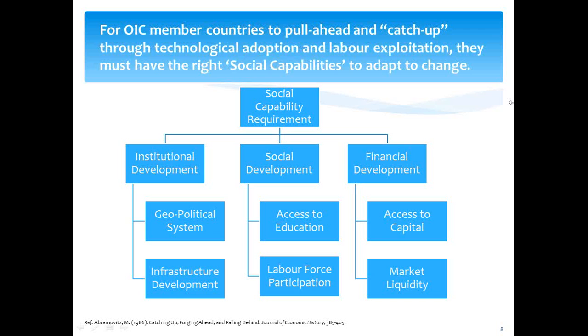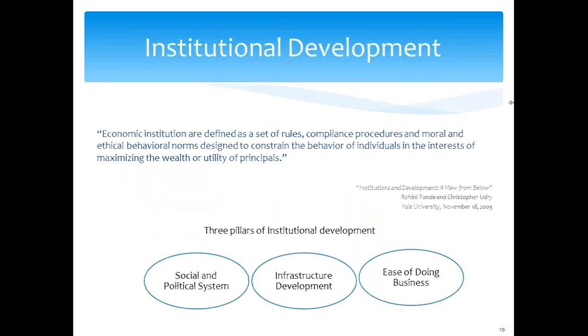So coming back to the model, I will walk you through the institutional development. For institutional development, we further broke it down into 2 parts: the geopolitical system and infrastructure. But before we go to that level of detail, let's first try to understand what institutions mean. We found that institutions are a set of rules or guiding principles which constrict the behavior of an individual to maximize wealth or utility.